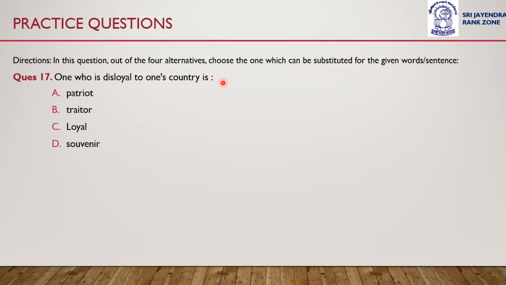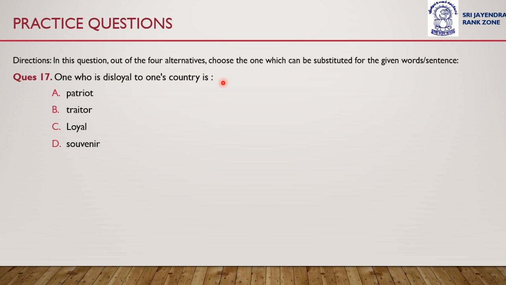Question number 17. One who is disloyal to one's country is called? Someone who is not loyal to his country is called? Option A, patriot, option B, traitor, option C, loyal, or option D, souvenir. Patriot, traitor, loyal, or souvenir.